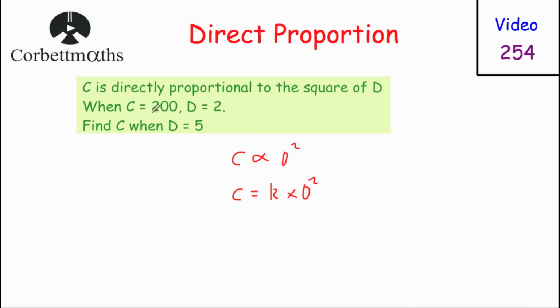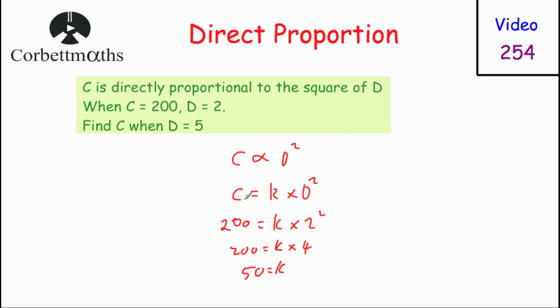Now what we're going to do is substitute in our values. We've got C is equal to 200. So we've got 200 equals K multiplied by D squared. Now D is equal to 2, so it's going to be 2 squared. Now let's work this out. So we've got 2 squared is equal to 4, so we've got 200 equals K multiplied by 4. And if we divide both sides by 4, we get 50 is equal to K. So K is equal to 50.